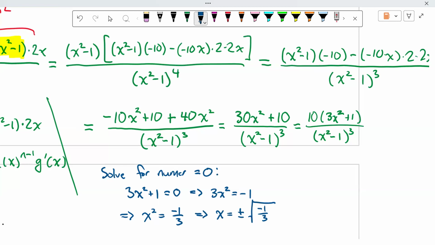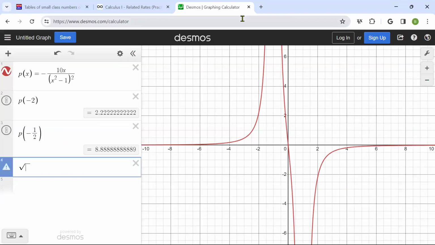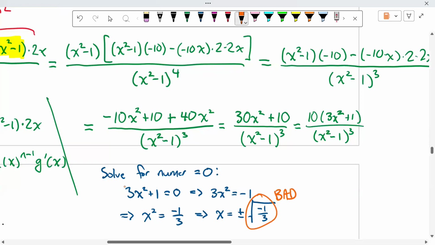Oh, it's undefined. Yeah, this is bad. We don't take square roots of negative numbers in this class. If you try to take a square root of a negative number, like you hop over to Desmos and you're like, what is square root of -1/3? It just says, that beats me. One of the drawbacks of Desmos is it doesn't let you do complex numbers, but that's kind of intentional.